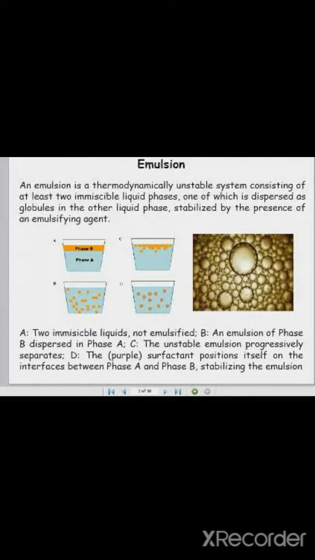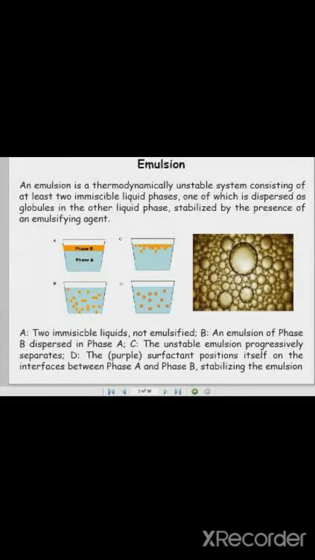For example, if we are talking about the oil in water emulsion, where oil is in a small quantity and water is in large quantity, here oil is dispersed as globules into the water. So here oil is the internal phase and water is the external phase.